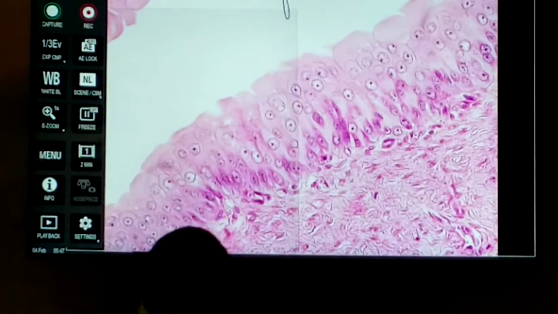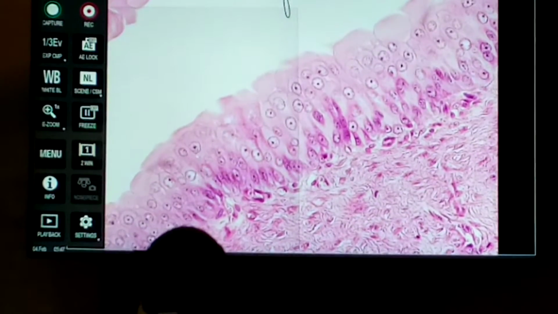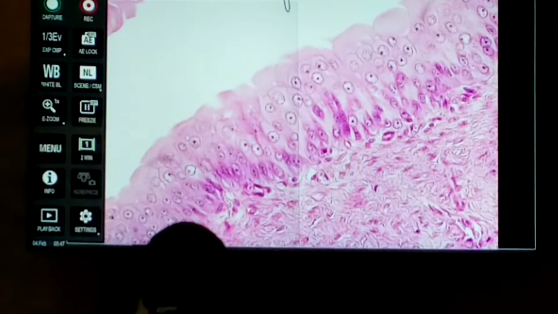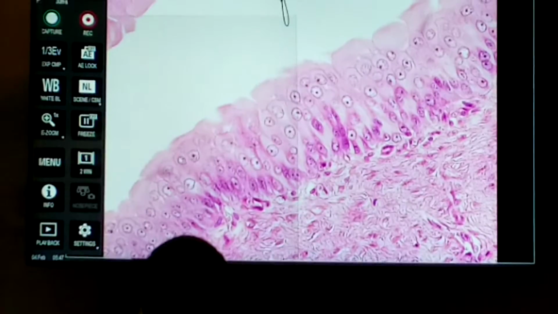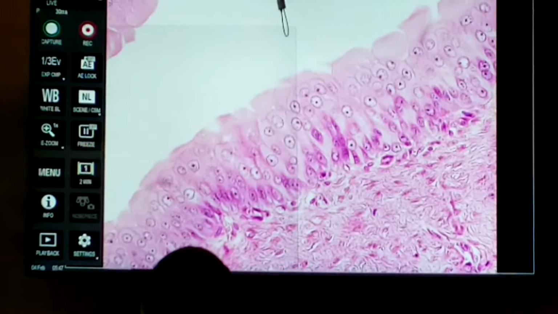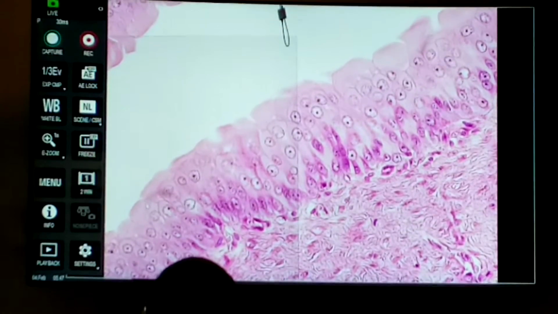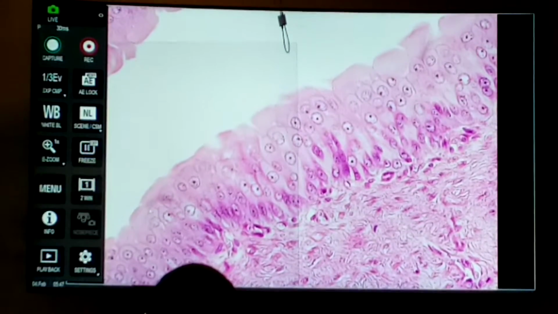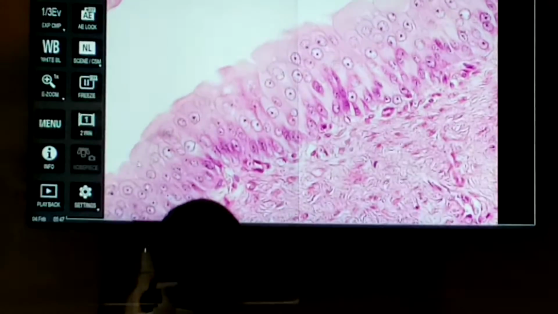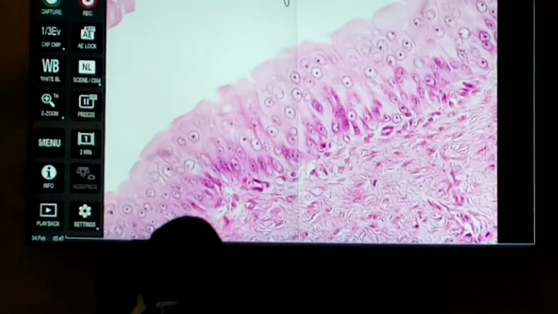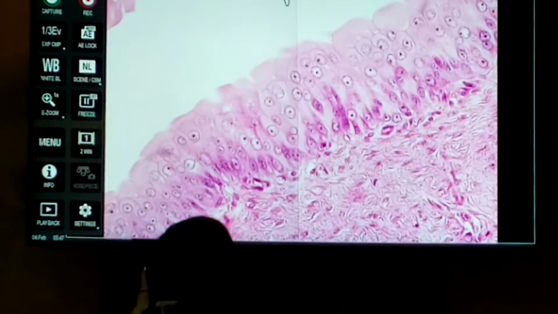You can see that there are multiple layers of cells, and look, the cells at the surface are still nice and rounded. You got some mucus here, or some of these are cells that are not cut through the nucleus. This may well be a cell, but it's not sliced through the nucleus. This one you can see the nucleus. But this would be a transitional epithelium.